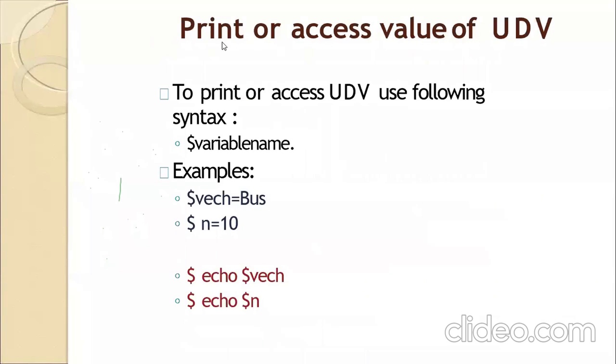So how to print or access a user-defined variable? This is an example. To print or access a user-defined variable, use the following syntax: dollar variable name. Suppose you are given name equal to XYZ. Now you want to print that XYZ. What will you write? Dollar name. So that name will be accessed with the help of this dollar. This dollar will specify the name.